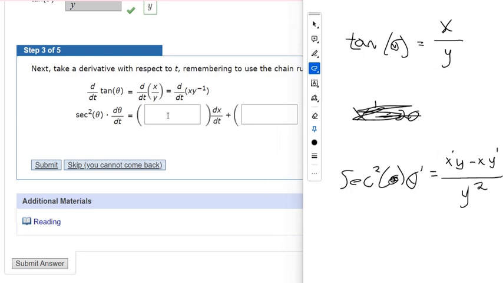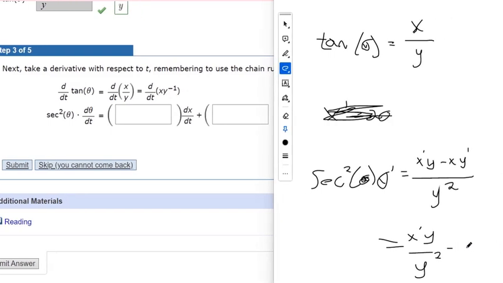The first one, wait a second. No, they've broken it up. They broke it up as two separate fractions. So they said it's x prime y over y squared. They just rewrote it algebraically. And then we got minus x y prime over y squared.